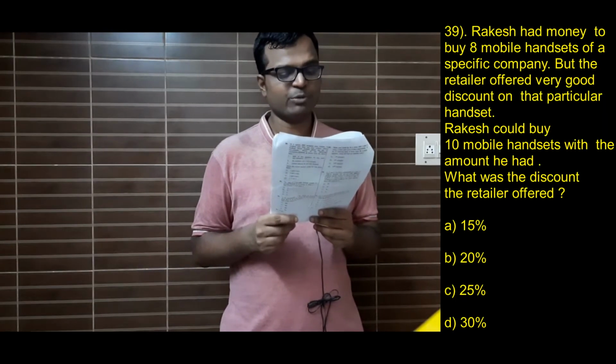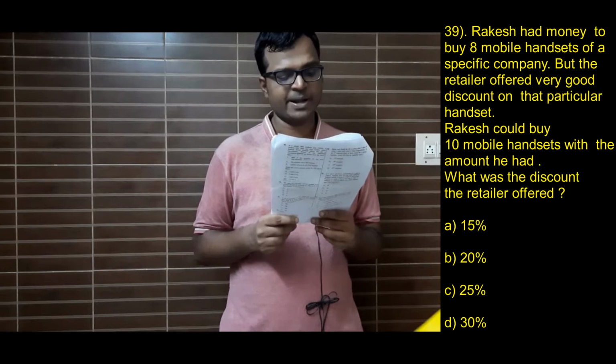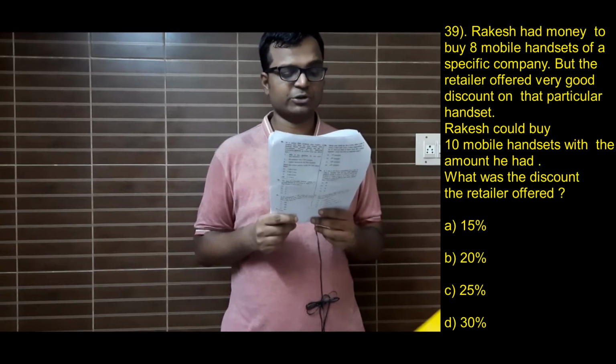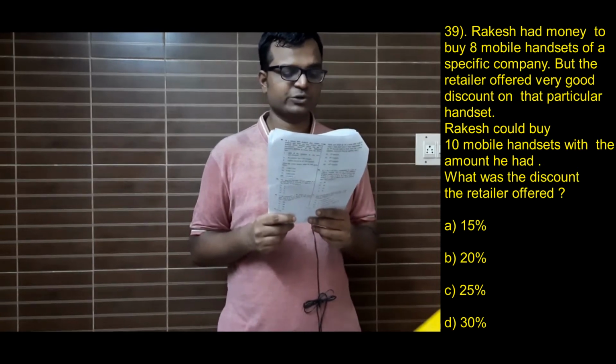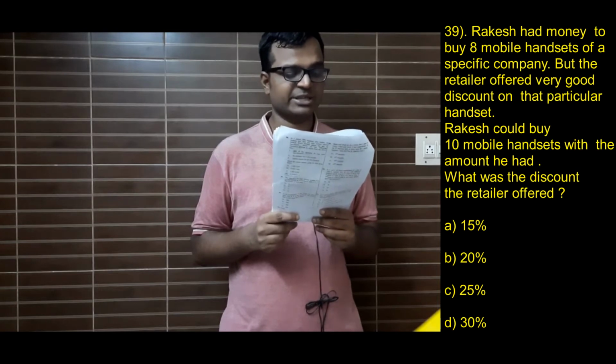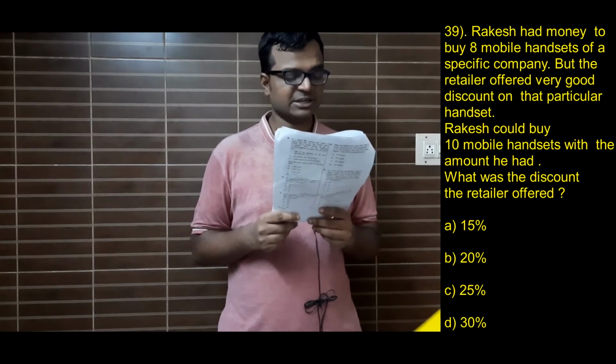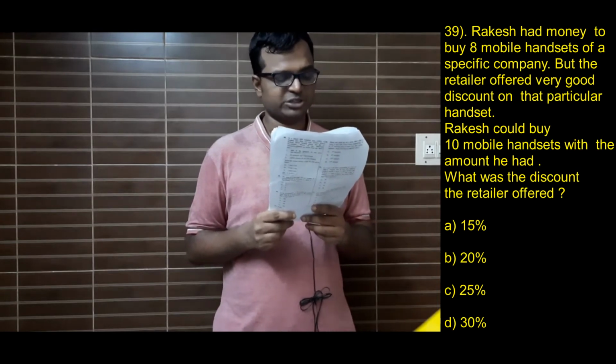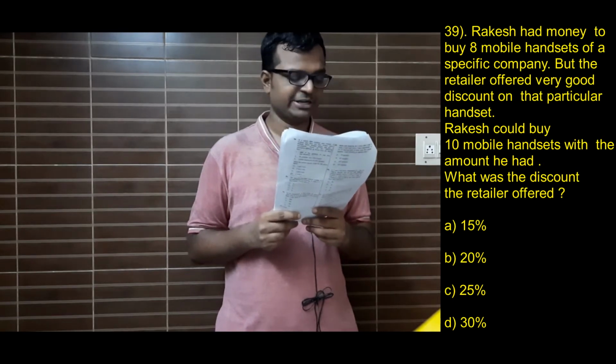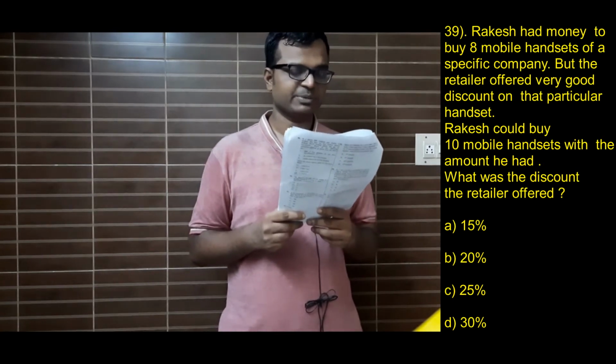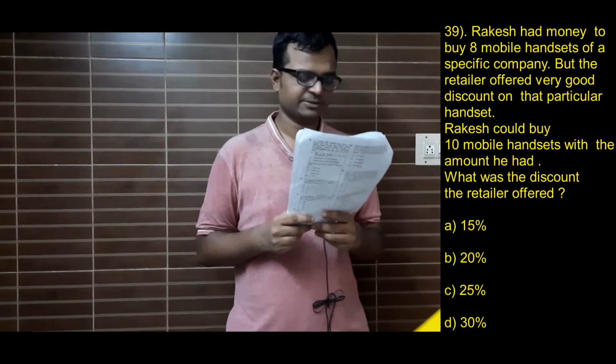In question number 39, Rakesh had money to buy 8 mobile handsets of a specific company, but the retailer offered a very good discount on that particular handset. Rakesh could buy 10 mobile handsets with the amount he had. What was the discount the retailer offered? Option A 15%, option B 20%, option C 25%, or option D 30%.